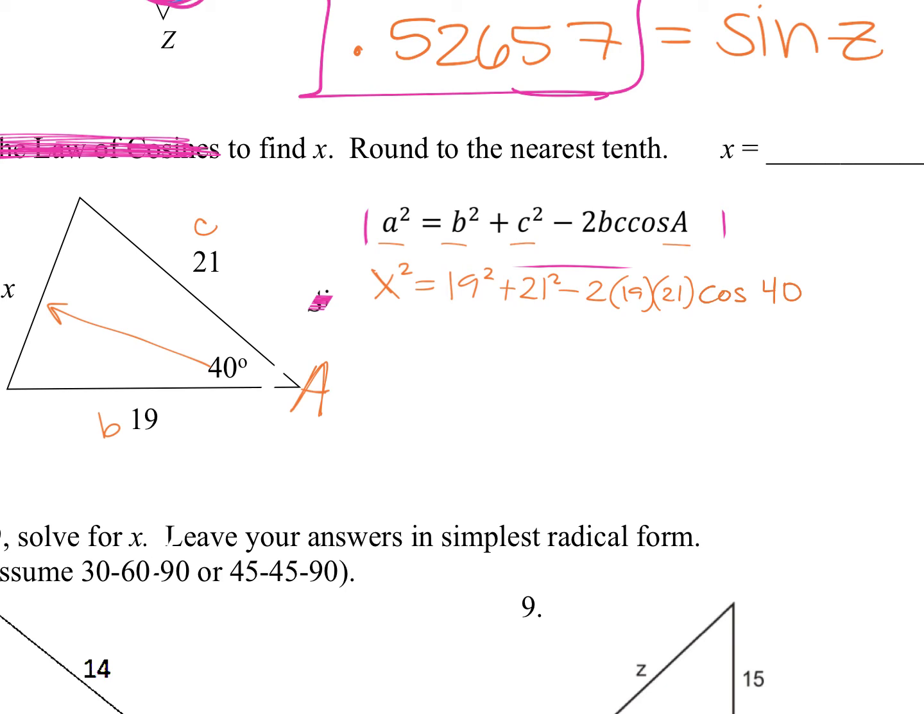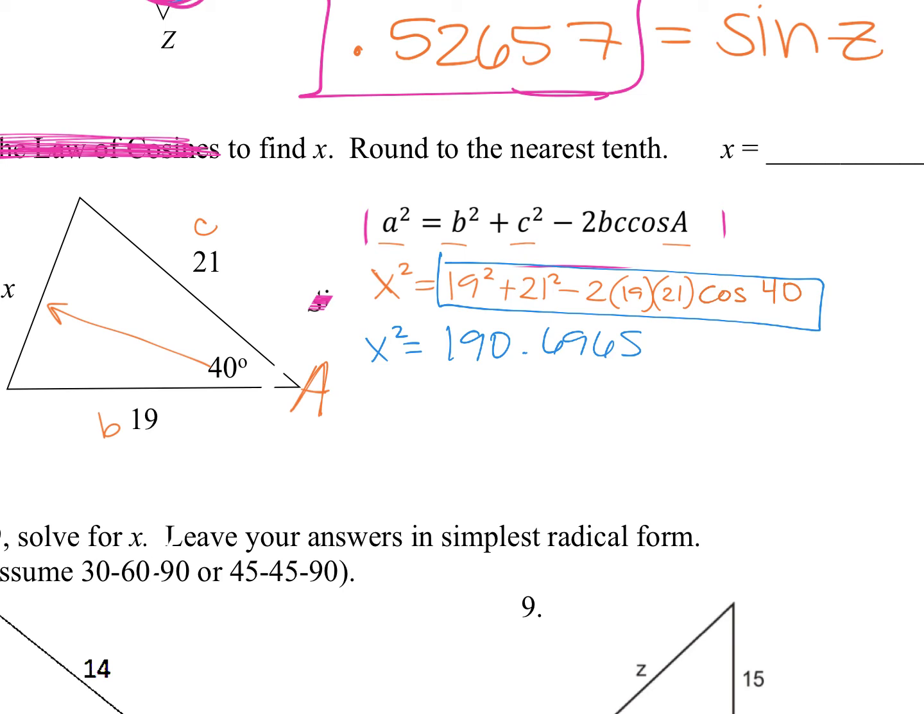Plug it in. You're going to plug this into your calculator, okay? So plug in X squared equals 19 squared plus 21 squared minus 2 times 19 times 21 times the cosine of 40. And you should get this number. What's your next step? Round to the 10th. We don't want to round yet. Take the square root.